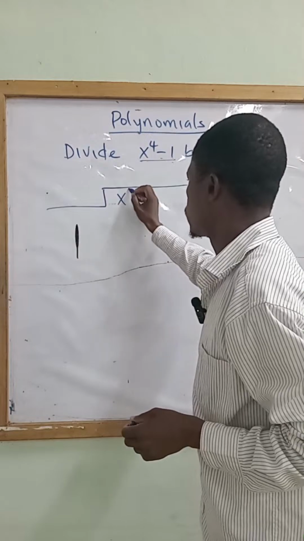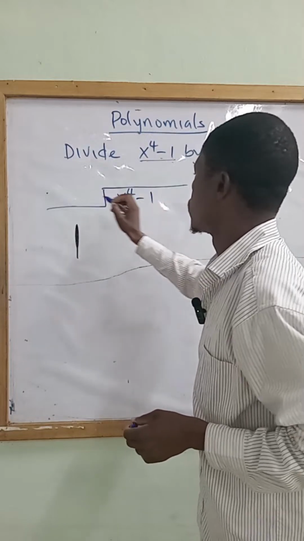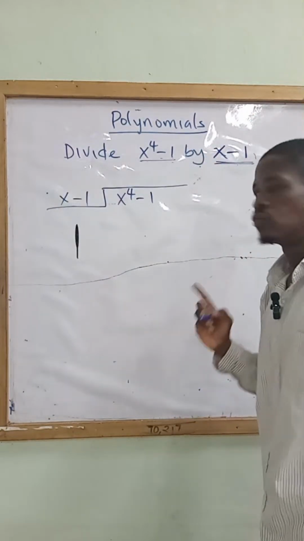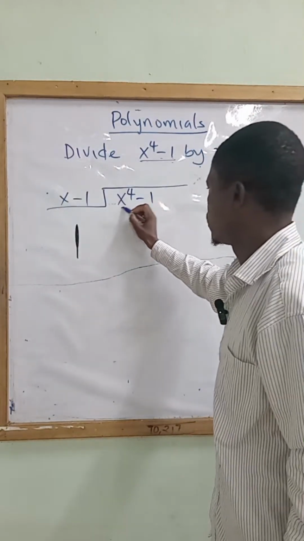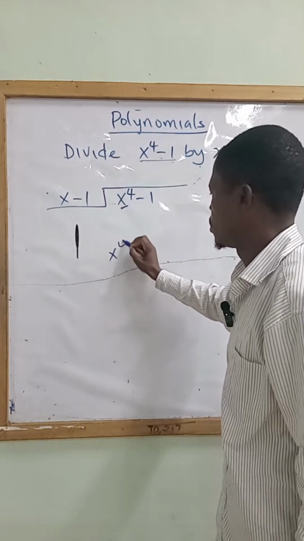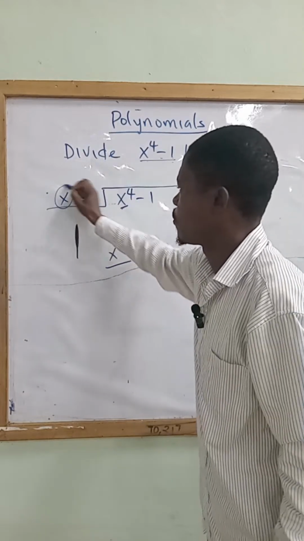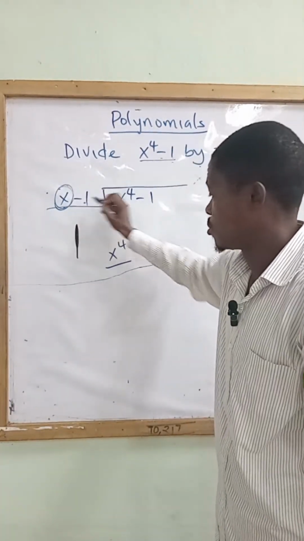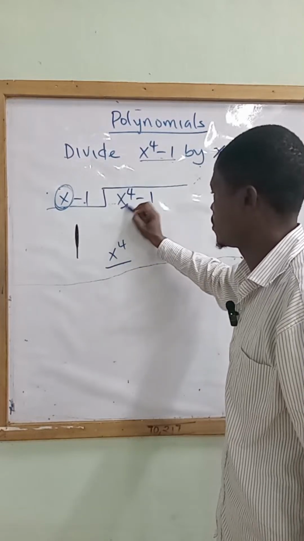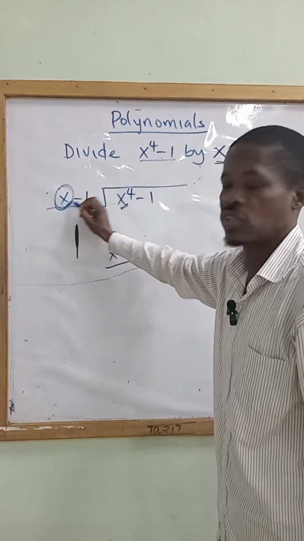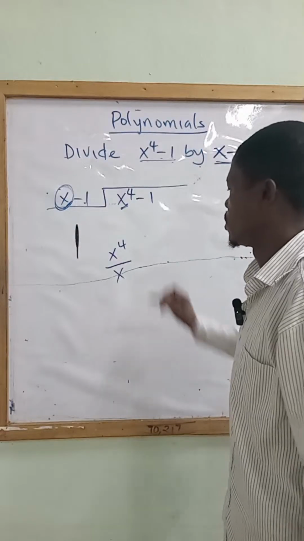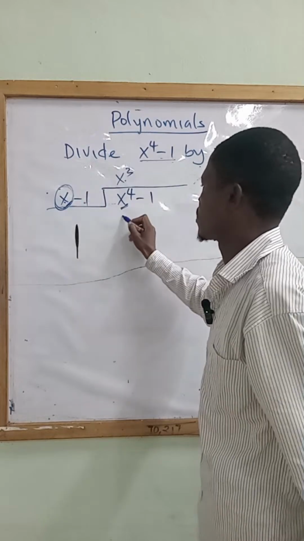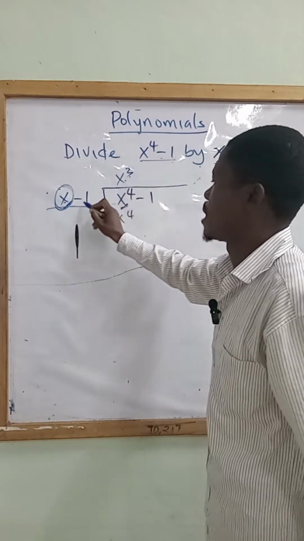These are polynomial x to the power 4 minus 1. We're dividing by x minus 1. The first thing we do is to take x to the power 4 and divide by the first one here. X minus 1 is the divisor. So you divide x to the power 4 by x, and it's giving us x to the power 3. Multiply x to the power 3 times x, that's x to the power 4. x to the power 3 times minus 1.